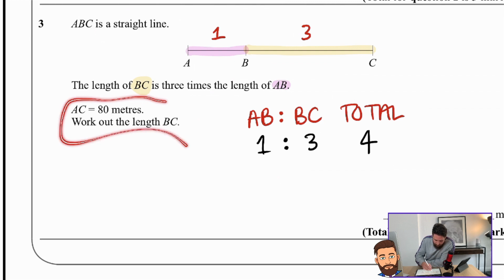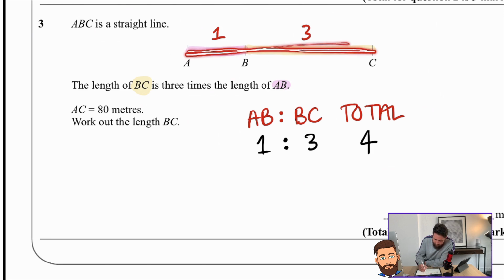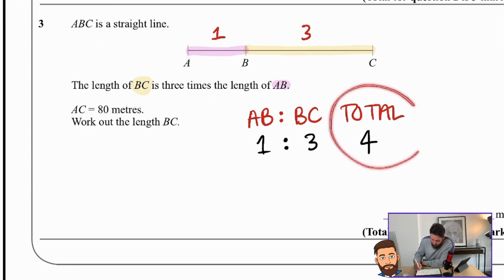Now we can get to answering the question using the same method. A to C is 80 meters. Well, what's that telling me? It says that A to C, this whole line, is 80. So where would that go? Well, it's not talking about that bit or that bit, it's the whole line. So the whole line is a total, look. So the total is 80 meters.